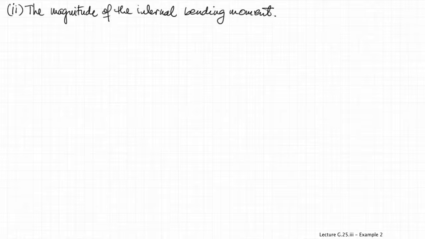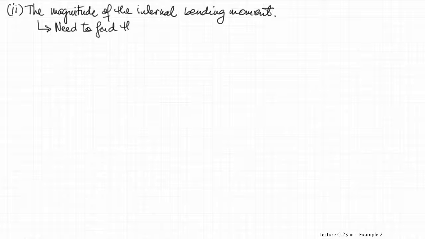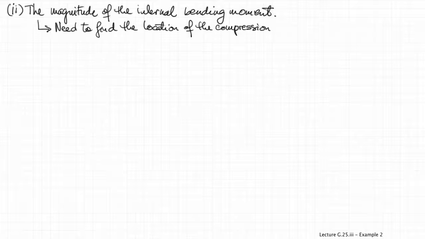Now there's a second question for the same problem, which requires us to determine the magnitude of the internal bending moment. So what do we do in order to find that? Well, we need to find the location of the compression force, or forces, because this is a composite stress block in compression, and then we would have to do the same for the tension stress block, which is also a composite stress block. Find the magnitude of all these forces and their location, and then sum the moments, say about the neutral axis.